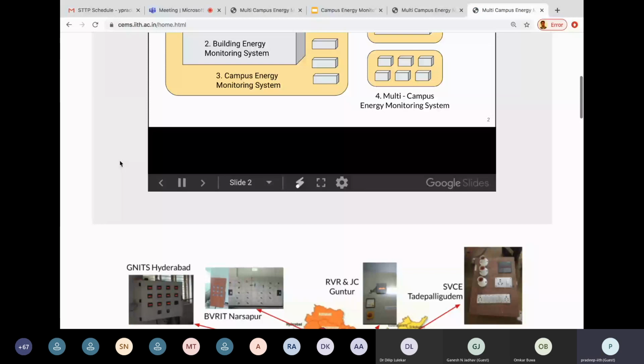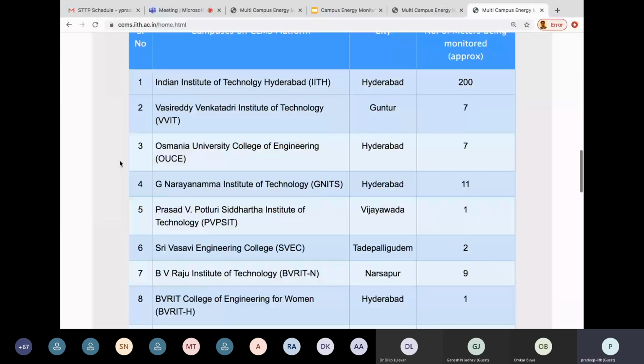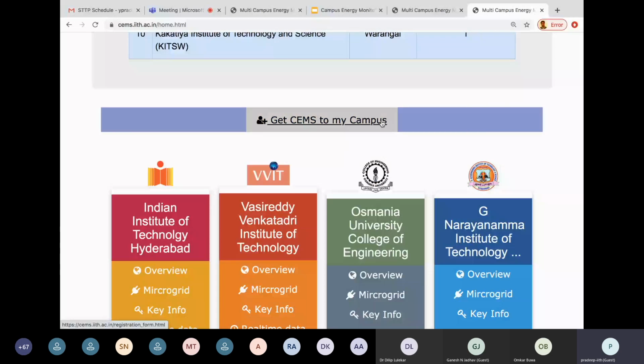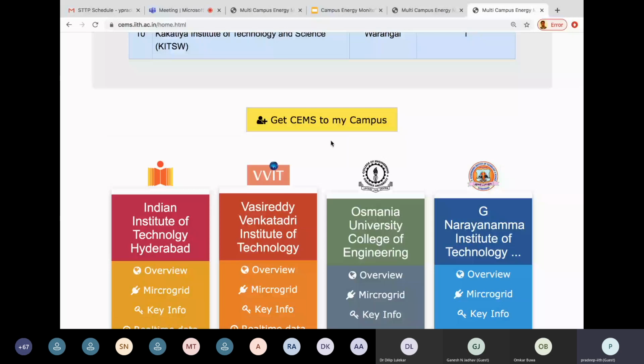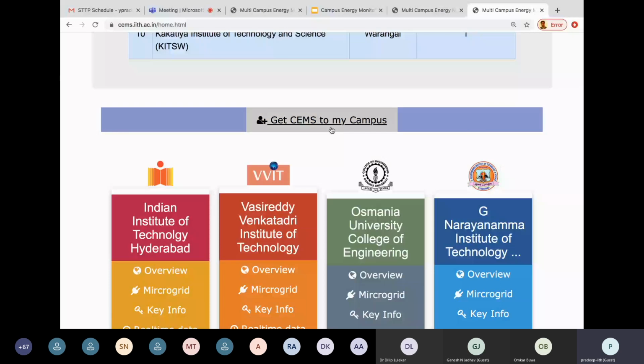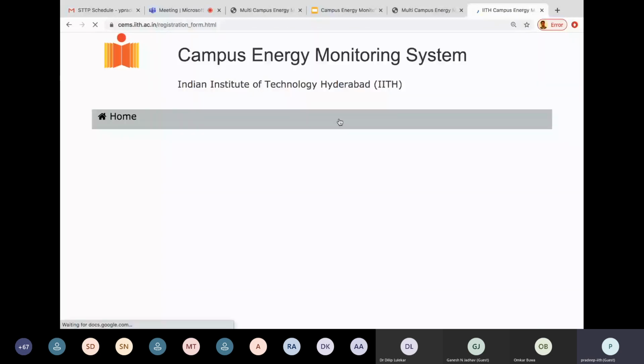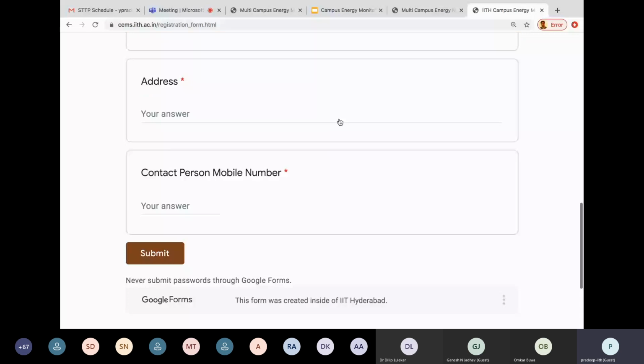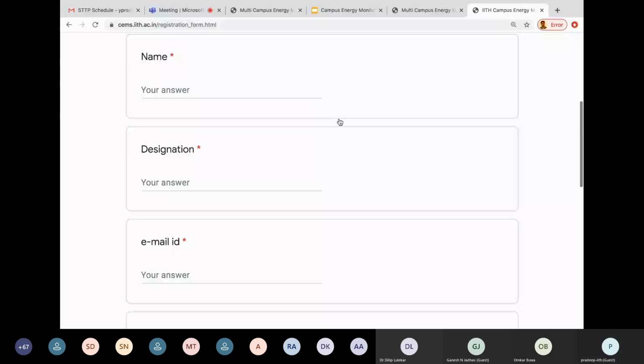What I would like to mention is there is a yellow color button here, Get CEMS to my campus. If you or any other interested persons want to get in touch with IIT Hyderabad about this, you can just click this link and specify your basic details: name, designation, email ID, and campus and address. We will get back to you, and from there we can further discuss how to install this.